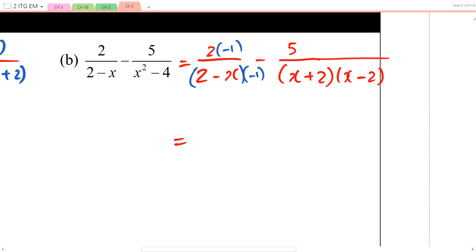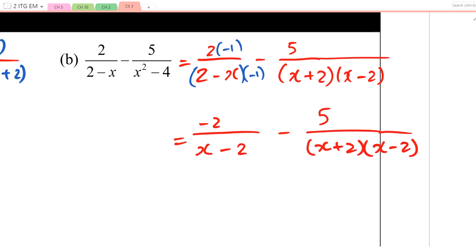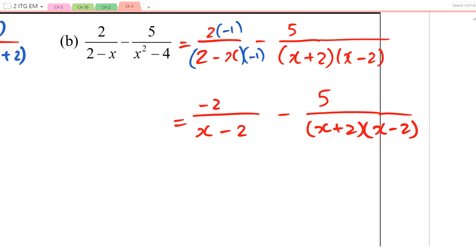So here we need to multiply by a negative 1 as well. Okay, so this gives me negative 2 over x minus 2 minus 5 over x plus 2, x minus 2. Do you see that it's becoming like x squared minus 4 already? Becoming like it, right? So what is the next step? Multiply denominator and numerator by x plus 2. Okay, so bracket x plus 2.